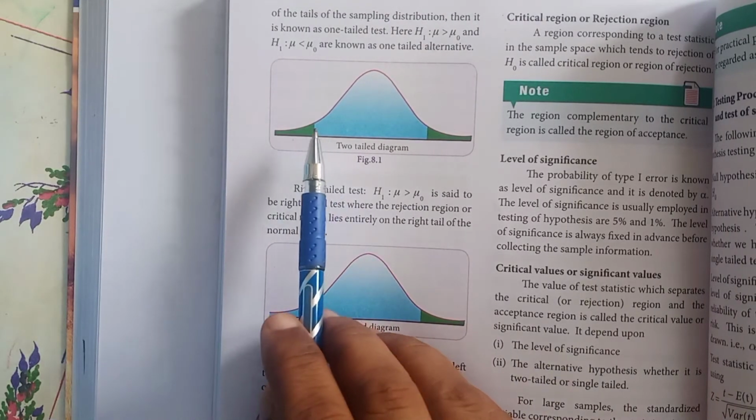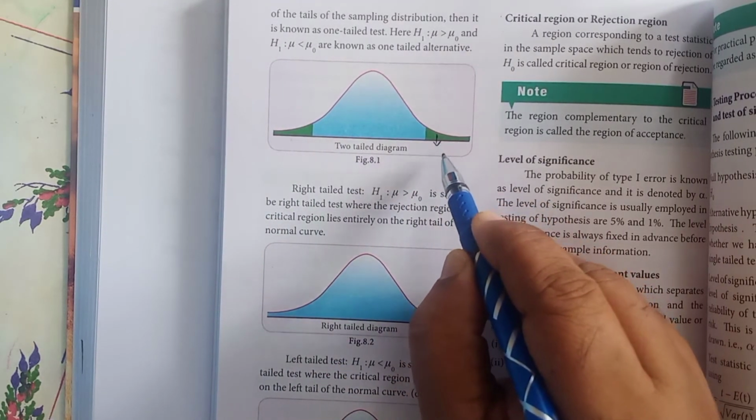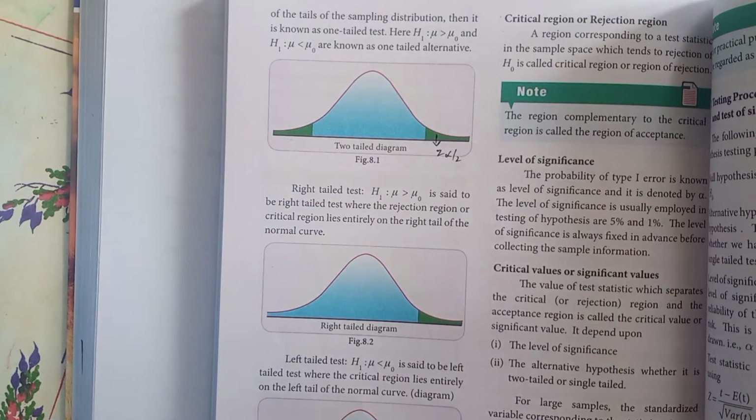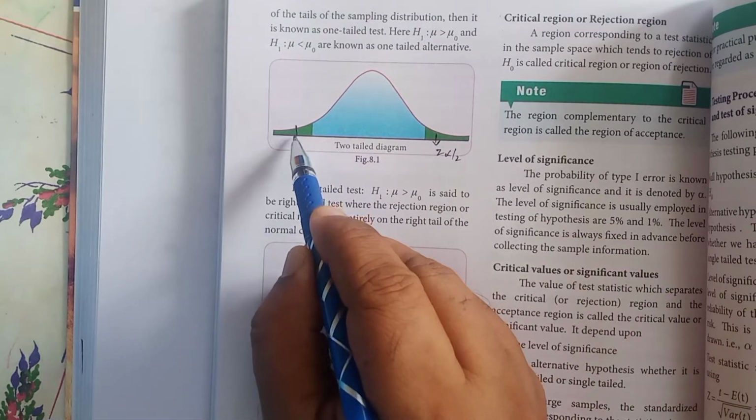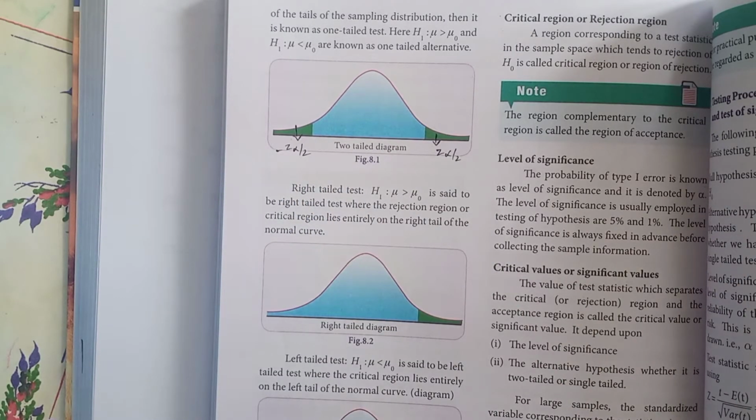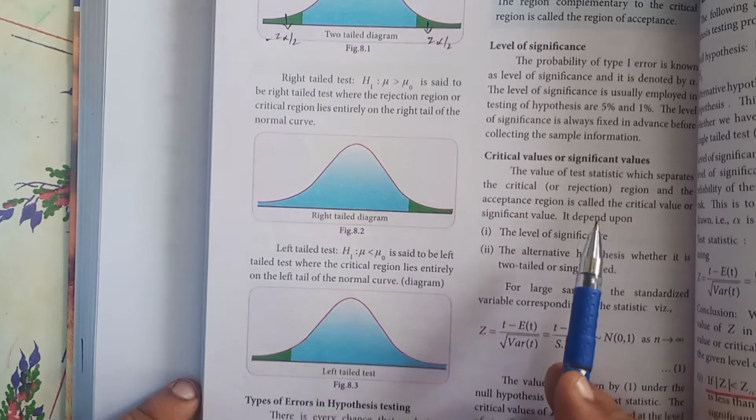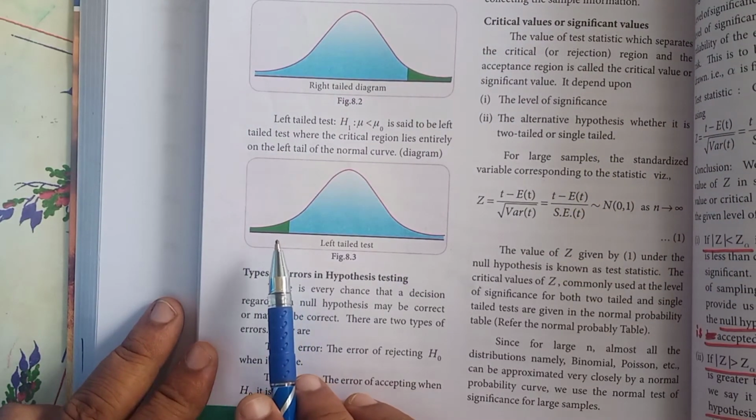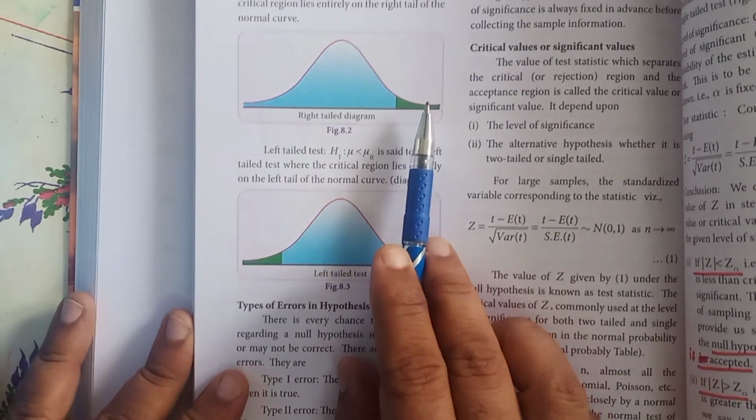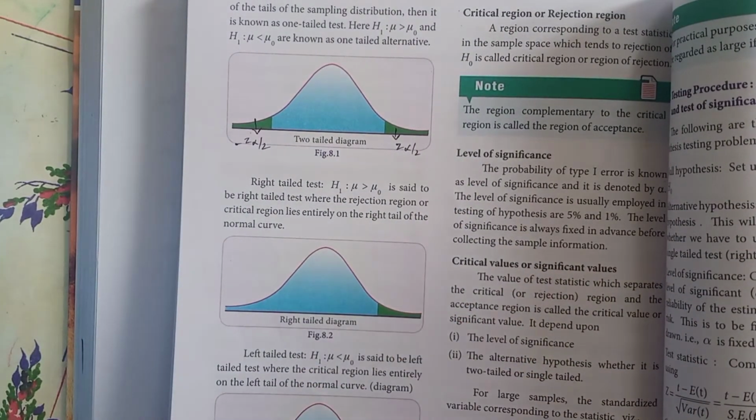So look at the diagram for two-tailed. It can be considered as z alpha by 2. This portion can be considered as minus z alpha by 2. This is the diagram for right-tailed test. This is the diagram for left-tailed test. Okay, left-tailed, right-tailed and two-tailed test.